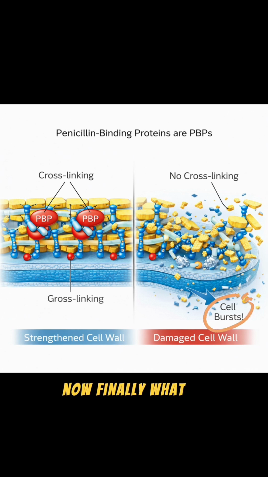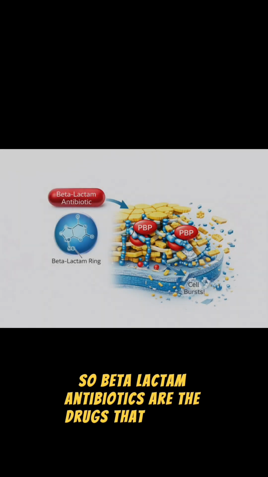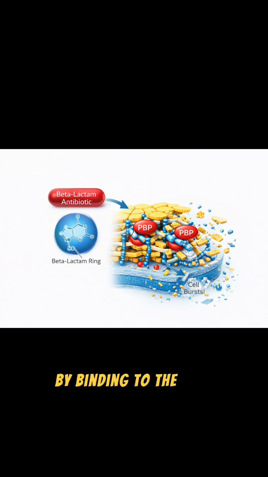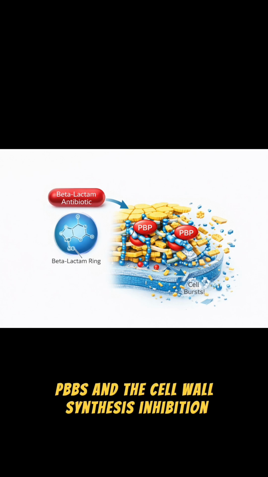Now, finally, what is a beta lactam? Beta lactam antibiotics are the drugs that contain a beta lactam ring, and they inhibit bacterial cell wall synthesis by binding to the PBPs. So there are three keywords: beta lactam ring, PBPs, and cell wall synthesis inhibition.